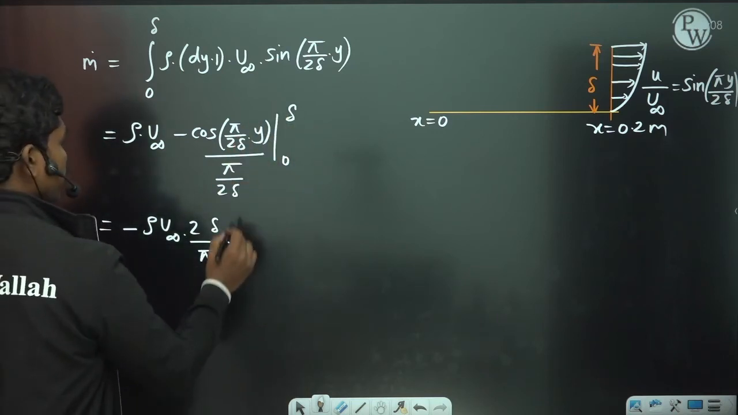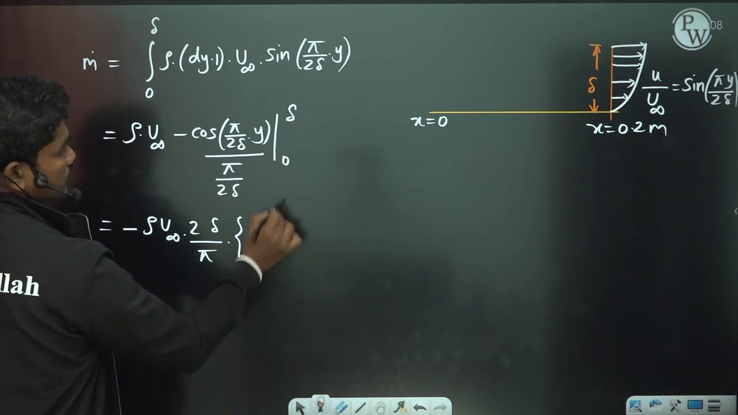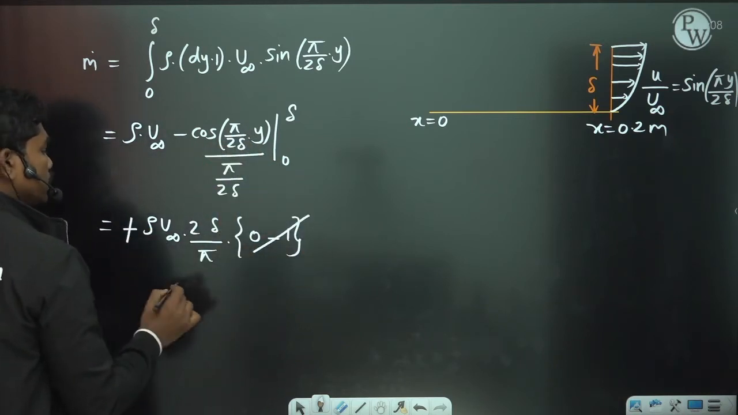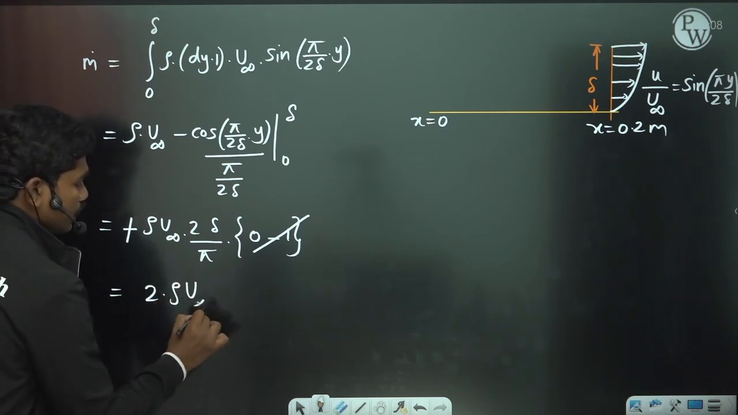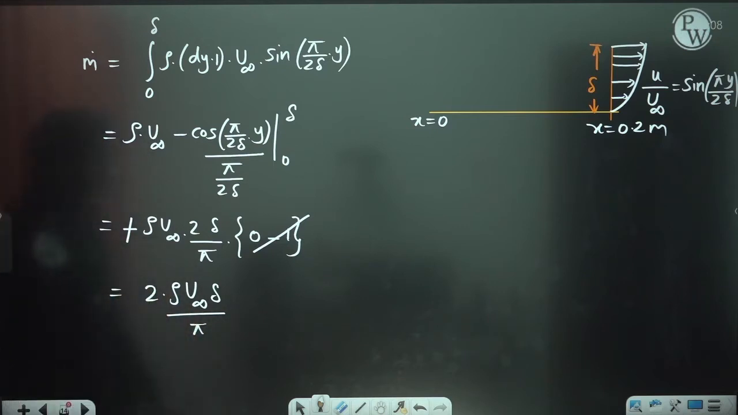If you substitute delta, then we'll have cos pi by 2 minus, if you put 0 here, cos 0 is 1. So this is minus 1 and this minus gets cancelled. So the total mass flow rate is 2 times rho u infinity delta by pi. Density is given, free stream velocity is given, delta is what you need to identify.